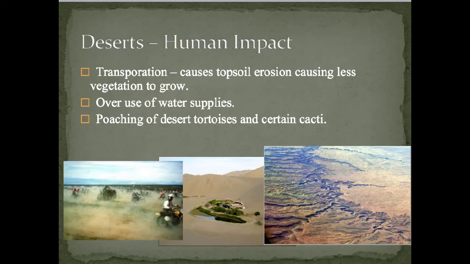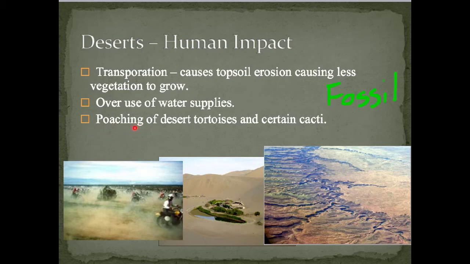Human impacts to the deserts. Transportation is a huge one, causing topsoil erosion, causing less vegetation to be able to grow. And also overuse of water supplies. All right. A lot of populations live in the desert, and to get to that water you have to dig very far down, and that water that you dig very far down for is called fossil water, which you'll see with the home project that we're going to be watching, that movie. Fossil water, once you deplete it, it's gone.